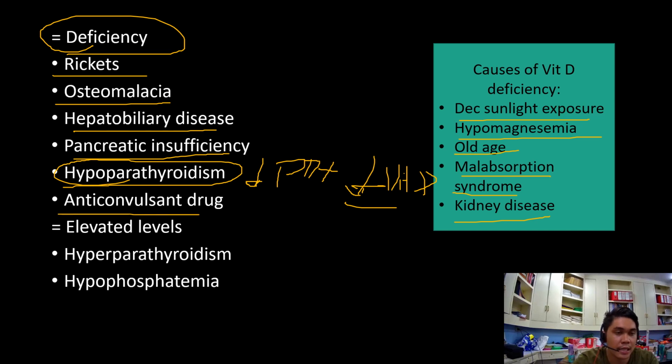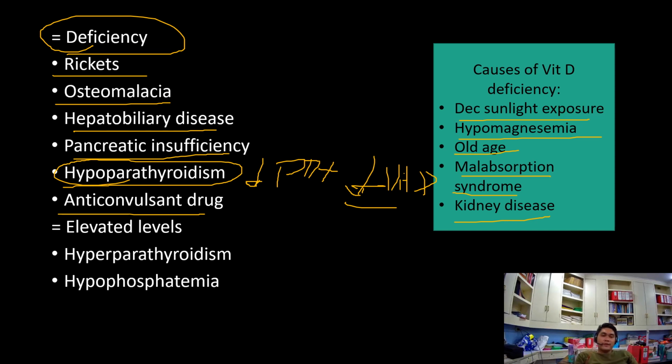The next is anticonvulsant drugs. Usually anticonvulsant drugs are antagonists to vitamin D. Next is elevated levels. For elevated levels, you have hyperparathyroidism. So in hyperparathyroidism, you have increased PTH, increased formation of active vitamin D.